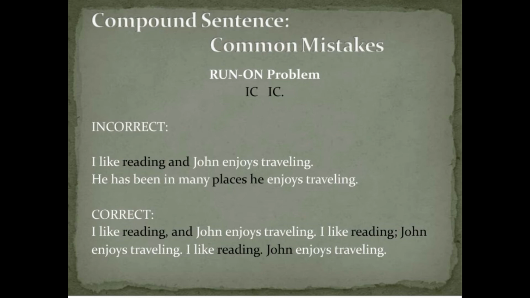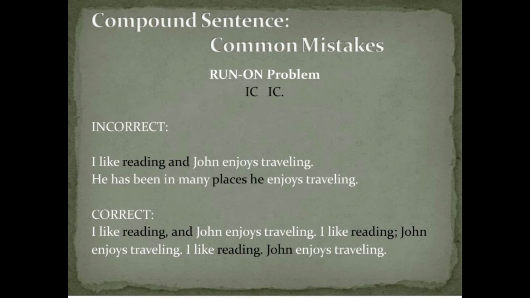He has been in many places. He enjoys traveling. Two independent clauses. He has been in many places, and he enjoys traveling. Two ICs are not connected with anything. And again, there are three ways you can punctuate this sentence correctly. One, follow rule number 1, which is a comma and Fanboys. Rule number 2, you can put a semicolon. And rule number 3, you can use a semicolon, a transition, and a comma.